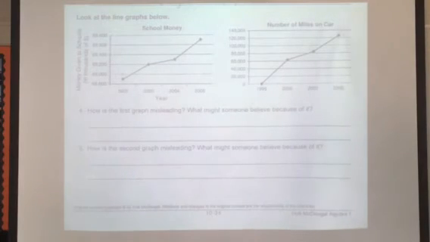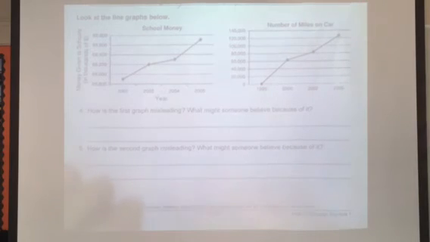So let's look at the very first graph. How is the first graph misleading? Be looking at the vertical axis, does it start at 0? Are the years on the bottom going up by the same amount, or are they different? That's what you're looking for when it is a graph. What might someone believe because of this? Be thinking, why is it misleading, and what might they think, where it's money given to schools in thousands of dollars.